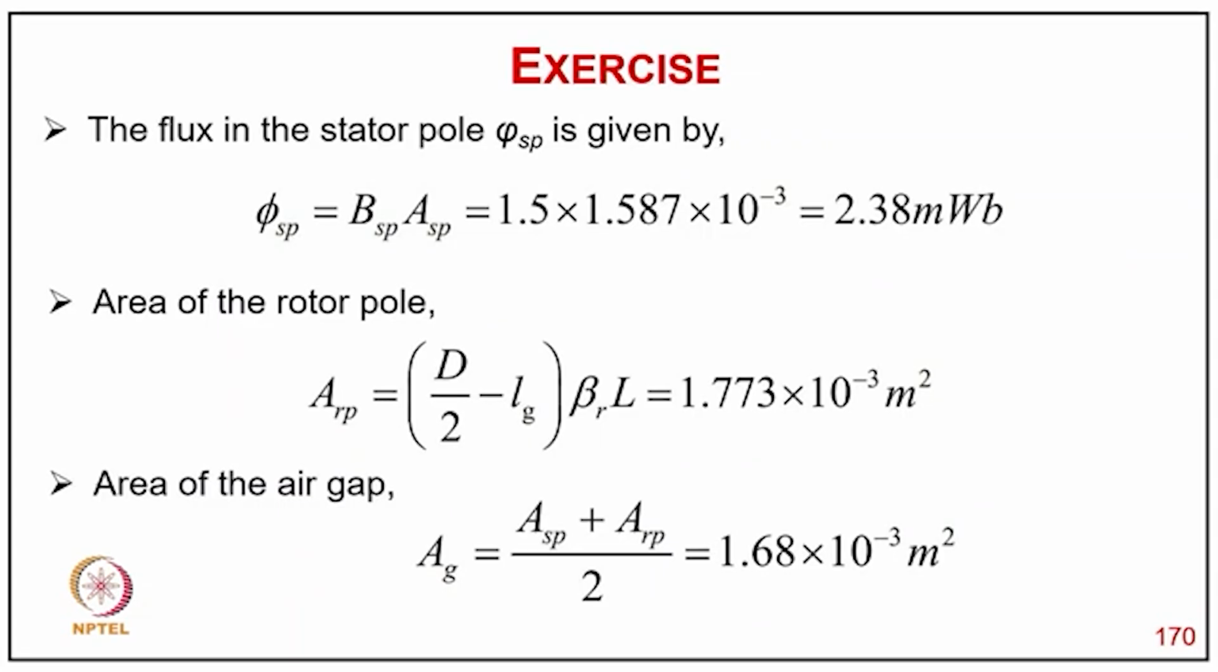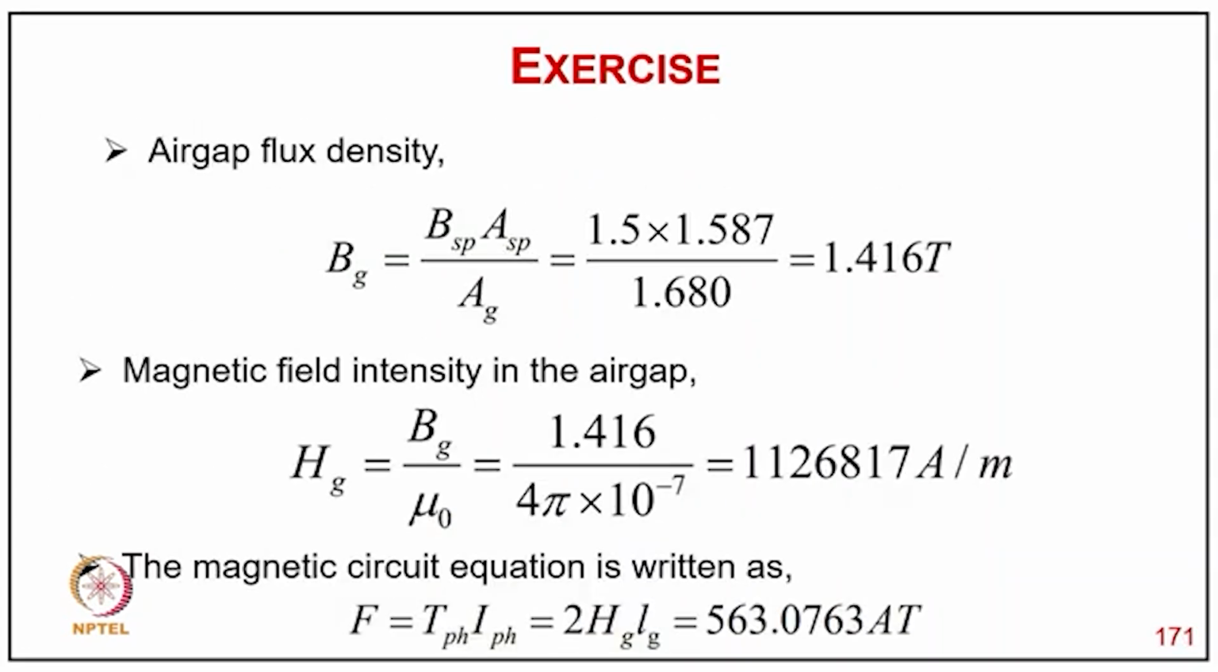Area of the rotor pole ARP equal to (D by 2 minus Lg) into beta R into L, that is 1.773 x 10^-3 meter square. Area of the air gap AG equal to (ASP plus ARP) by 2, that is 1.68 x 10^-3 meter square. The air gap flux density BG equal to phi_SP by AG, so putting values, 1.416 Tesla.